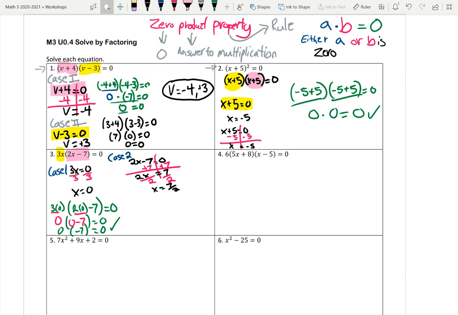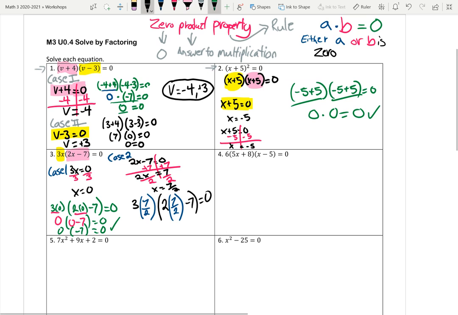I'm going to go ahead and do the same thing. I'm going to go ahead and plug it in. So I'm going to get 3 times, now notice how I'm writing it, 7 over 2. I'm leaving space over here blank on purpose. Now I have to multiply it by the other group. 2 times 7 over 2 minus 7 is equal to 0.